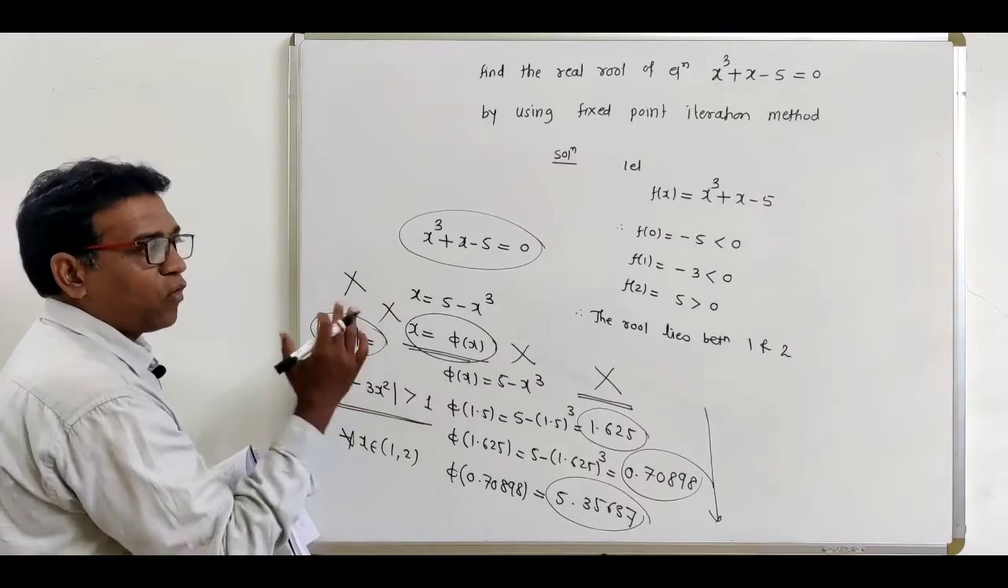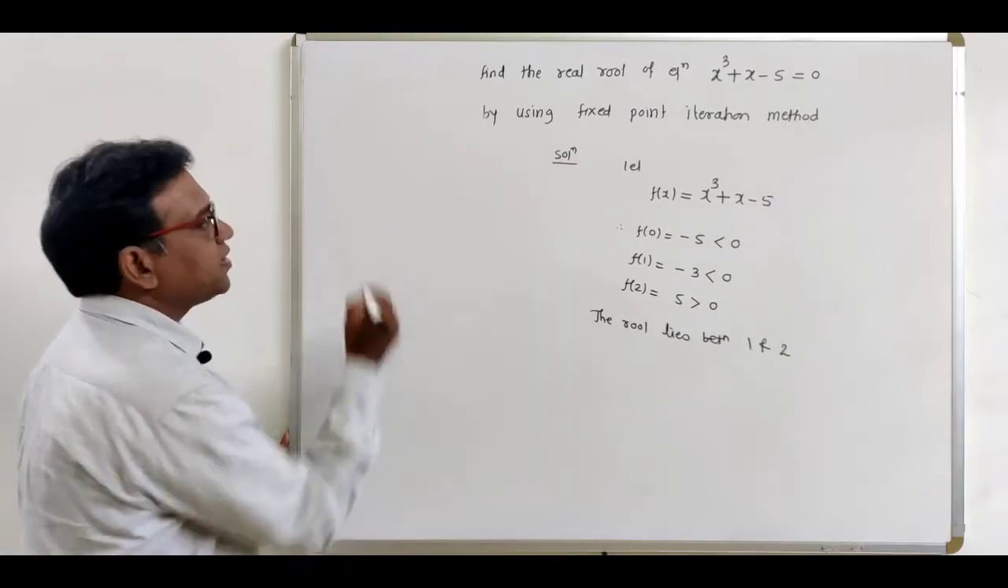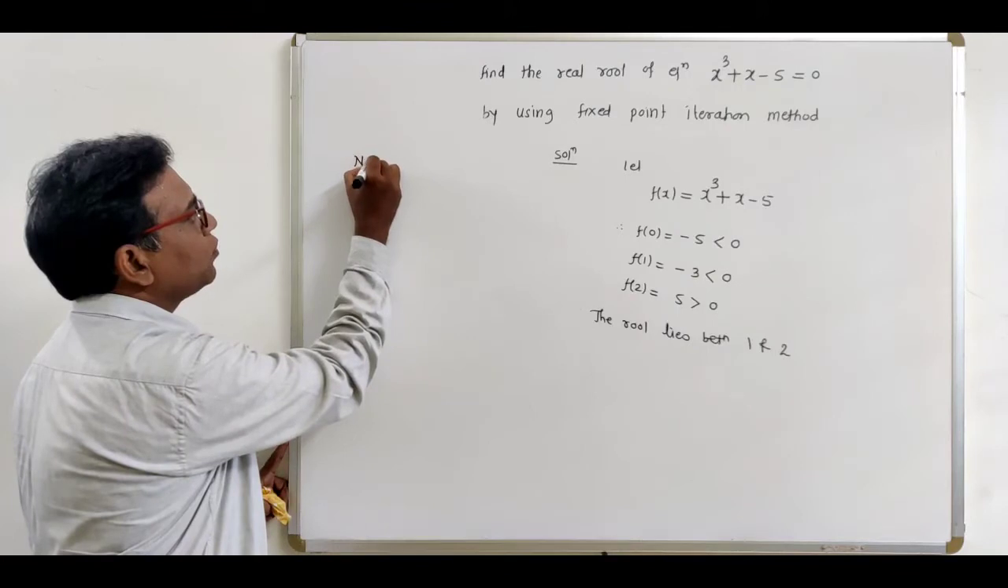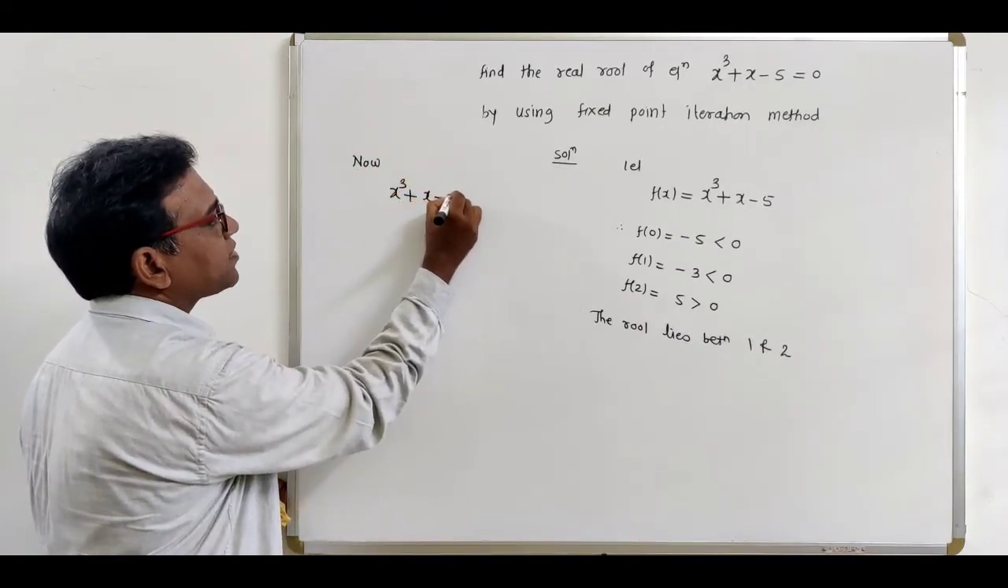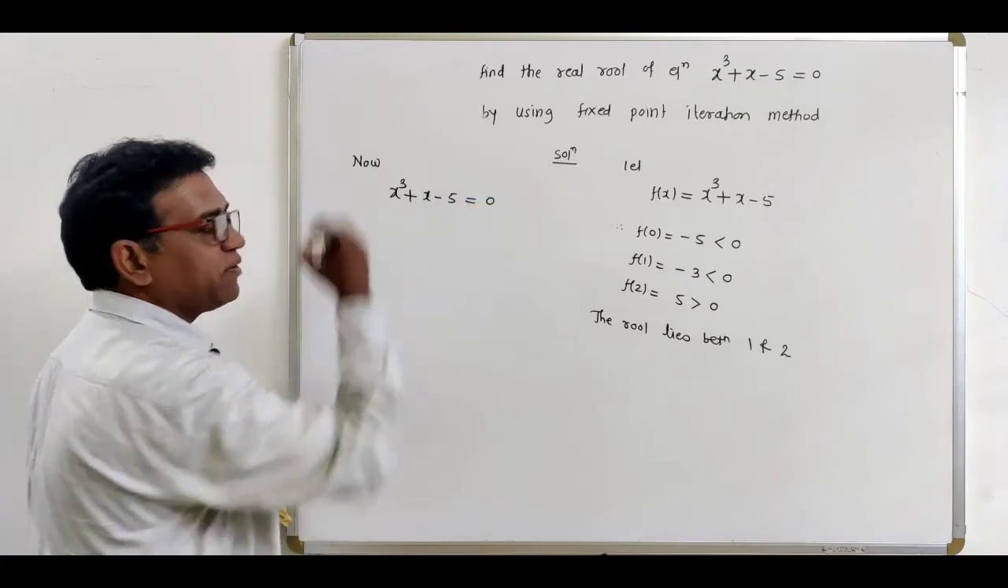So let us try another function. So let us consider this function. So write down now x cube plus x minus 5 equal to 0.